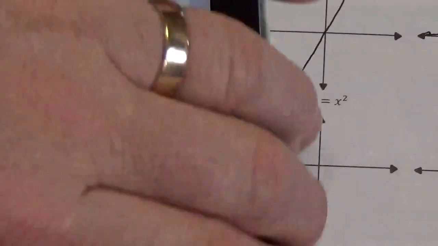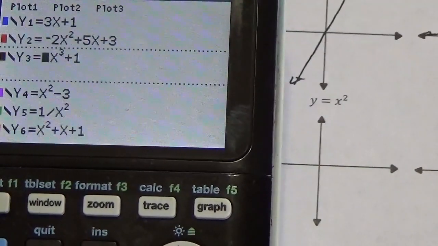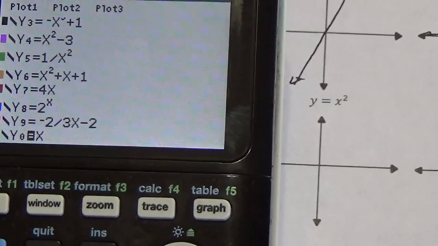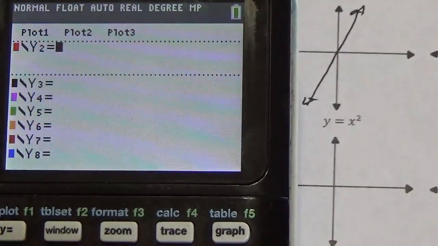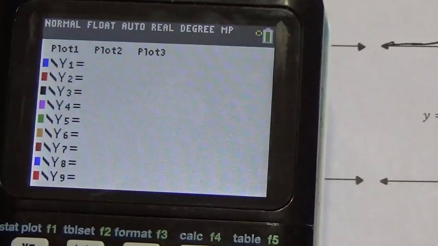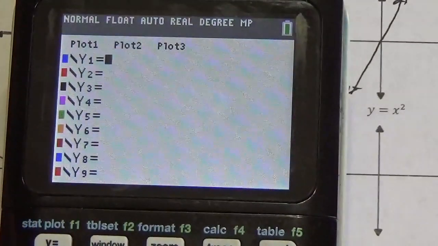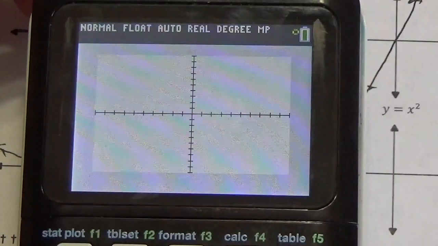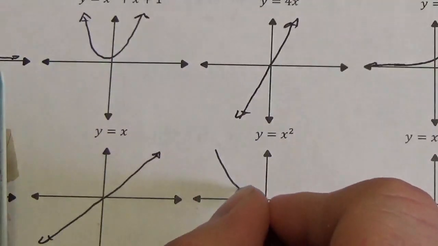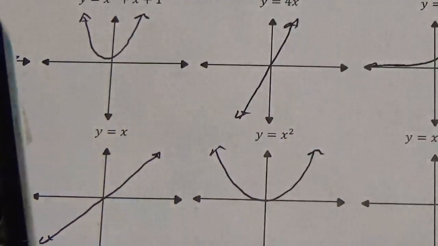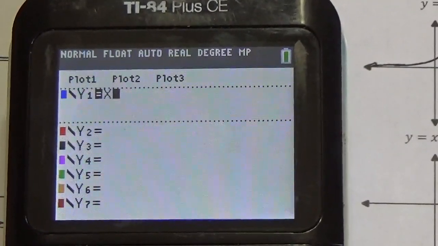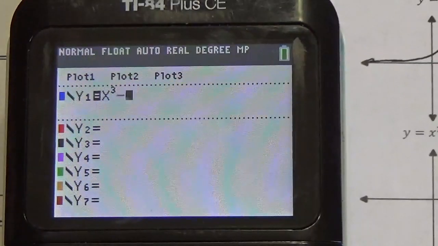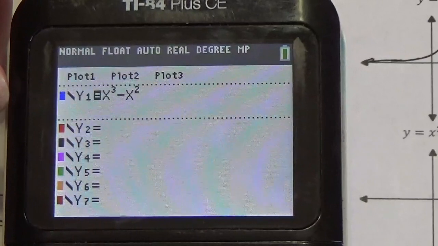Now let's take a quick look at this guy right here. I'm going to turn them all off, and actually what I'm going to do now is just clear them all out. Oops. I got two more to enter in here. x squared, press graph. And there's just your basic parabola. And then finally, I'll make this x cubed minus x squared. Okay, let's see what that looks like.